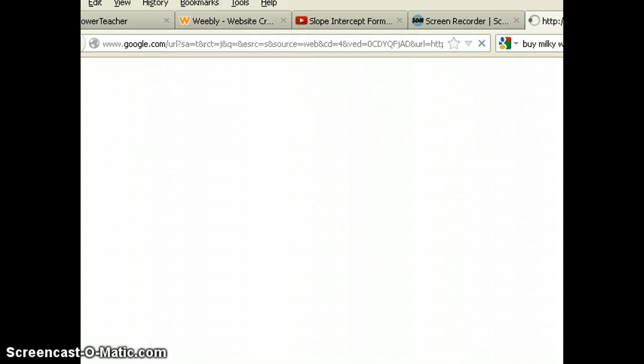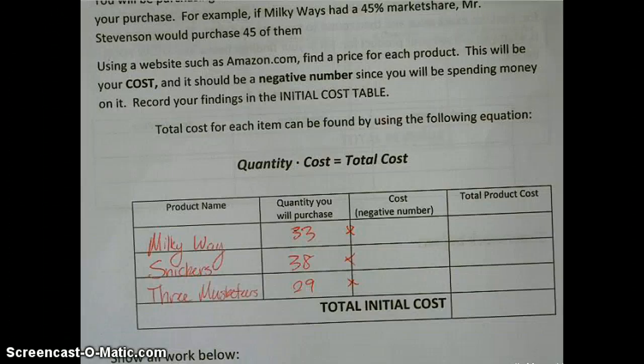Now the price is going to be a negative number because it's coming out of our pocket, right? So if it was positive, it would mean it was coming in. And boy, this sure is taking a long time to load. Well, maybe we'll just have to be done with that. But here's what I found. Go ahead and maybe now's a good time to do it yourself. I found that it cost $1.